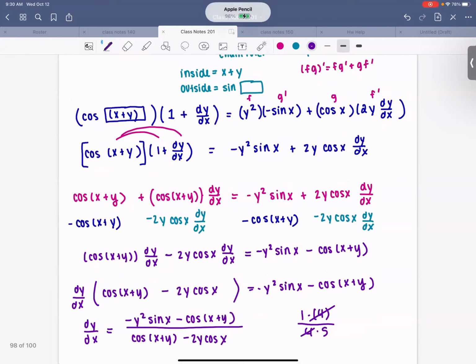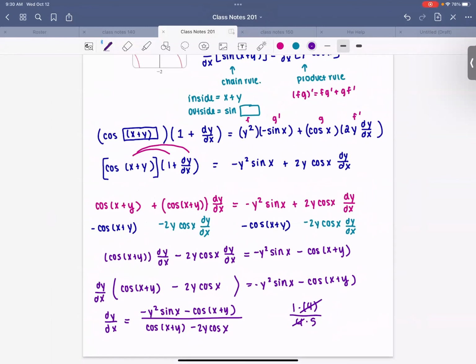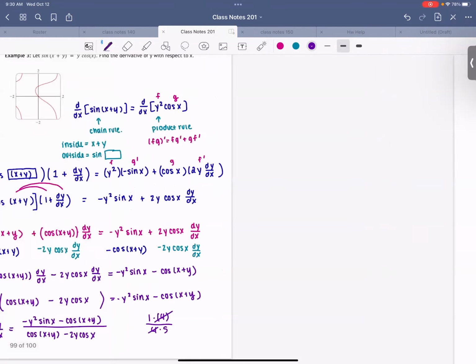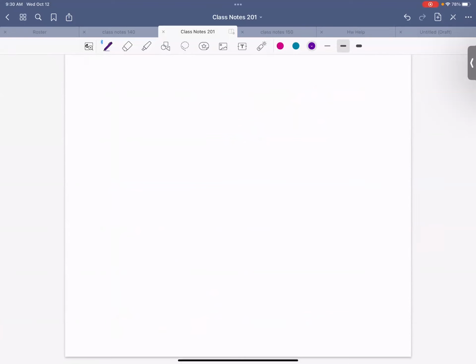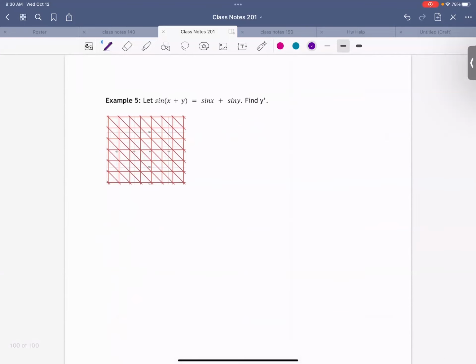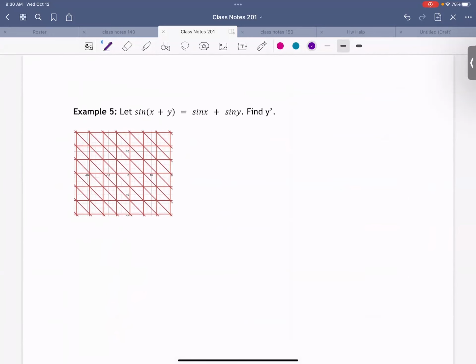But okay, how about this? Example 4 and example 5 are both questions that I think we can do at this point. Why don't we start with example 4? If you have more time, go on to example 5. And to make this go a little bit easier, I'm going to give you the answer to example 5 just in case we don't get to it. The answer to 5 is cosine x minus cosine x plus y over cosine x plus y minus cosine y. Okay.